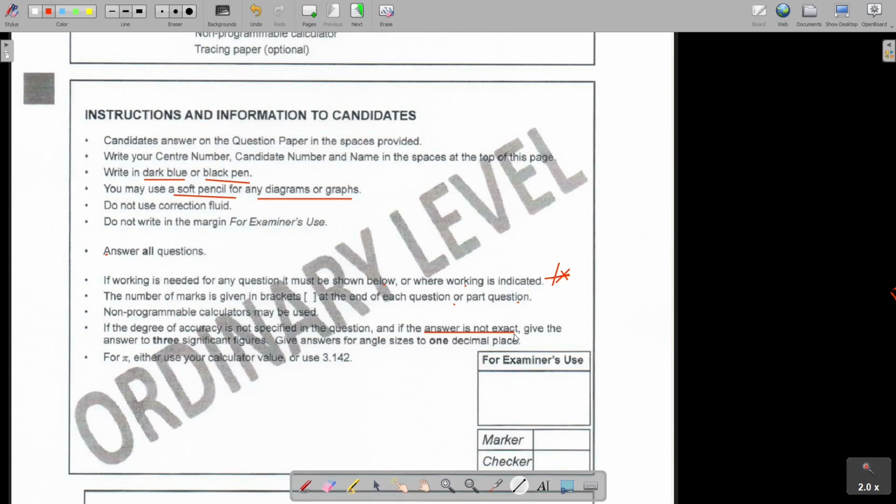Otherwise, you approximate your answers to 3 significant figures, you give your answers to angles to 1 decimal place. And if you see pi, you either use the value on your calculator or 3.142. That's very important. Okay, but let's start with the question paper.